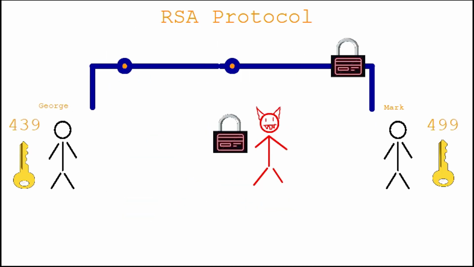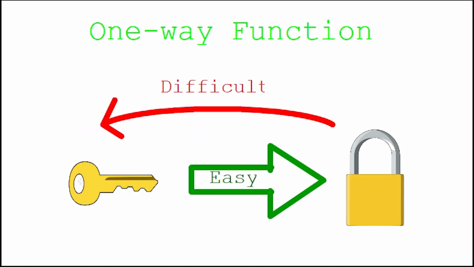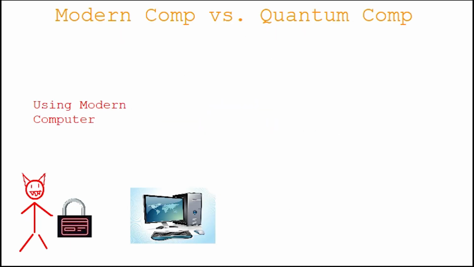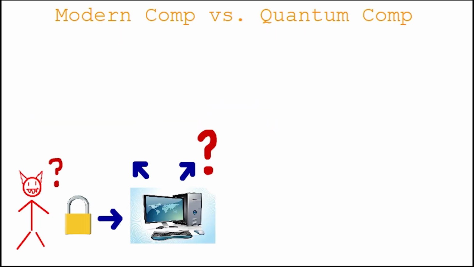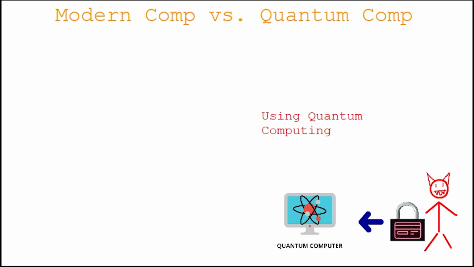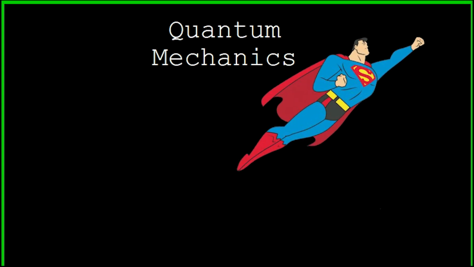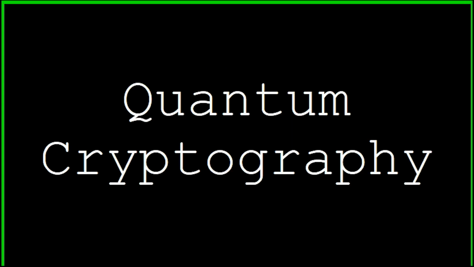If an eavesdropper intercepts the message and the public key, they would have to find the prime factors, which are the private keys. This is known as a one-way function. It's incredibly hard to find the numbers of the private key when having the public key. With a modern computer, finding the private key from the public key will take longer than the eavesdropper's lifespan, while the quantum computer will take at most a few hours. That is not good. Luckily, quantum mechanics will save the day by using quantum cryptography.